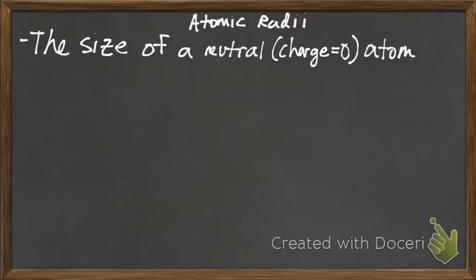So how big is our atom? Every single atom on the periodic table is a different size. So we have to understand how do we look at this size distribution on the table.